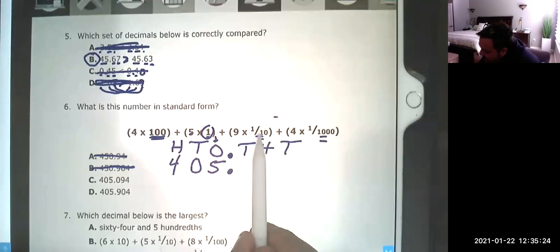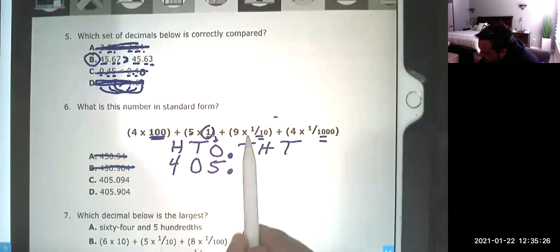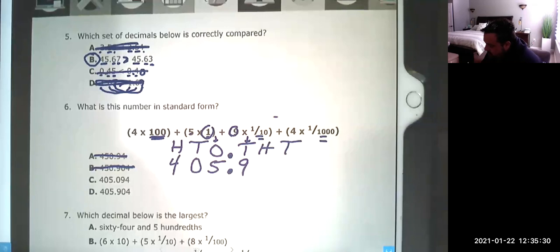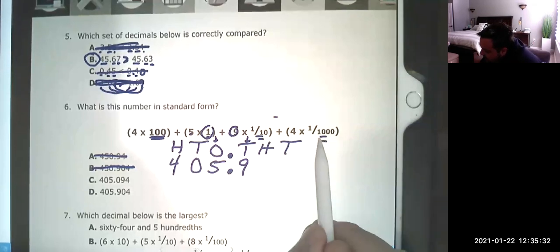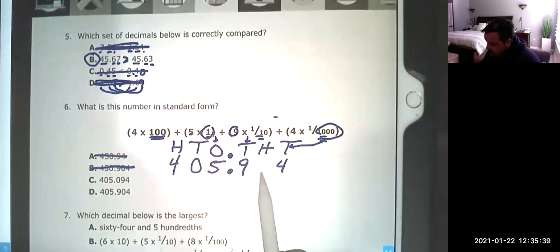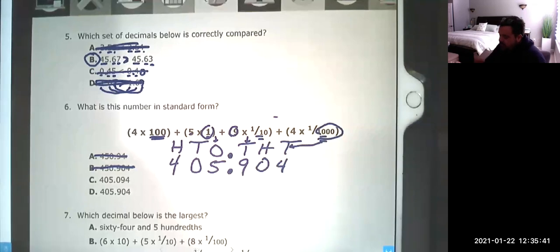Now, tenths, 1/10, that's this category right here, right? So you just got to know your 9 just comes down. Plus, now we're in the thousandths. That's this category right here. So the 4 goes here. There is no hundredths, right? So that just fills in as a 0. And then if you take a look, we have that as an answer.